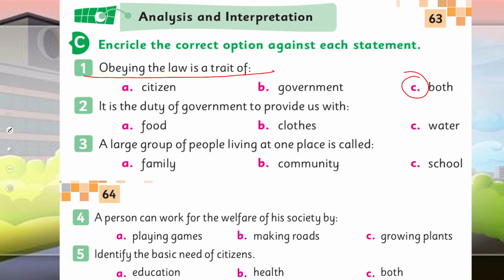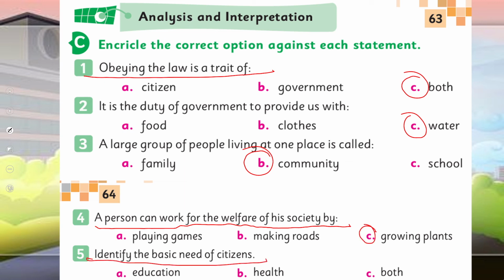Okay. It is the duty of government to provide us with food, clothes, or water. Water. A large group of people living at one place is called a family, community, school. Community. So a person can work for the welfare of a society by playing games, making roads, growing plants. Growing plants. Identify the basic needs of citizen, education, health, both. So my dear students, you will finish it in your homework.